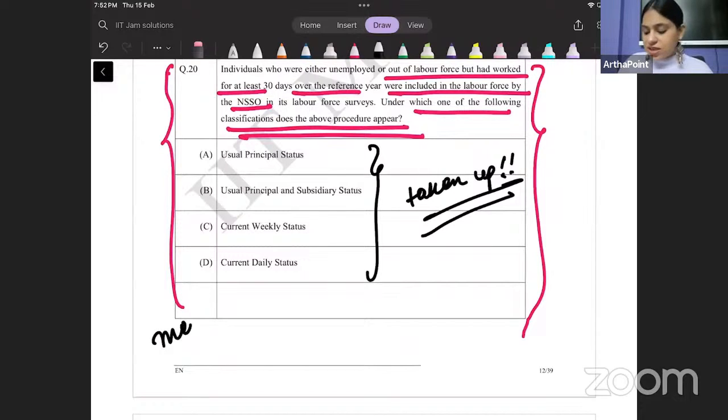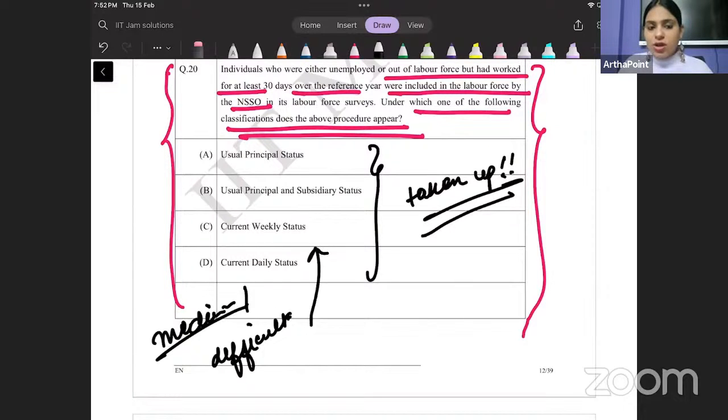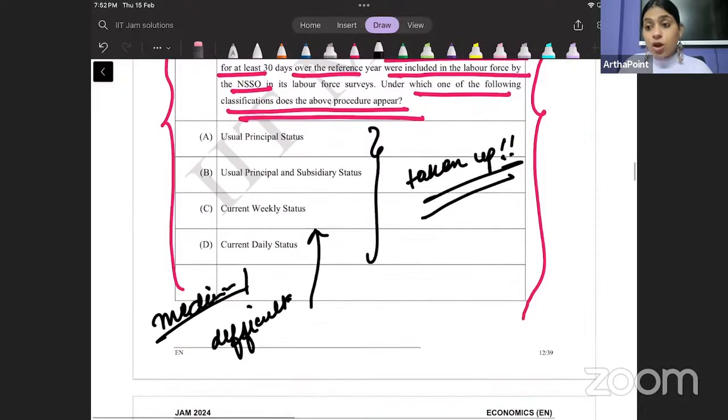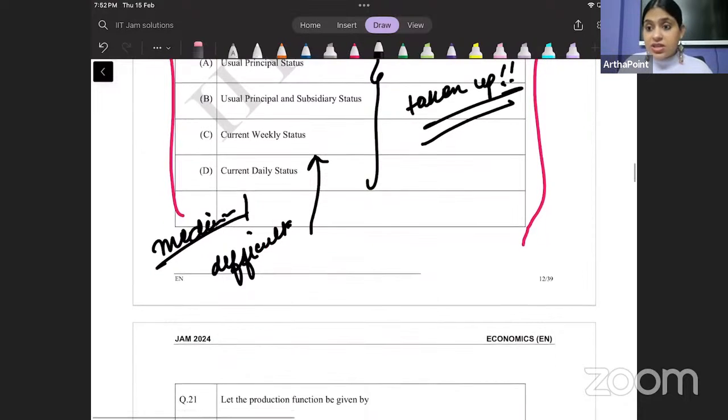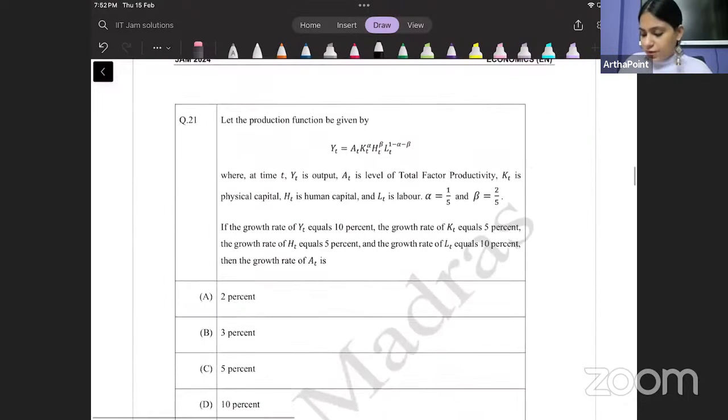So for my students, I think I will mark it medium to difficult because we haven't gone ahead and taken such a concept in very much detail. Okay, fine.